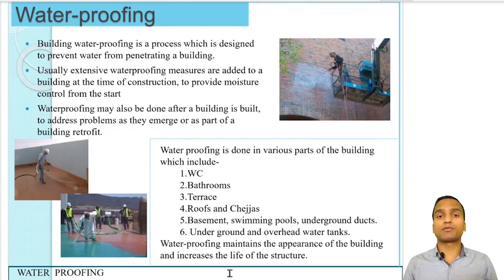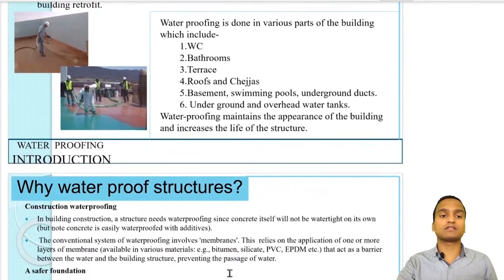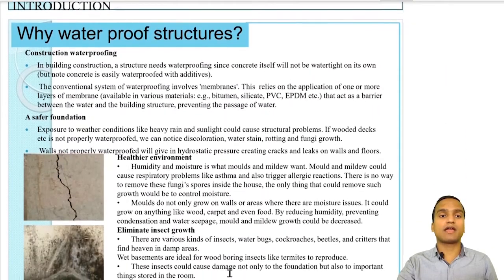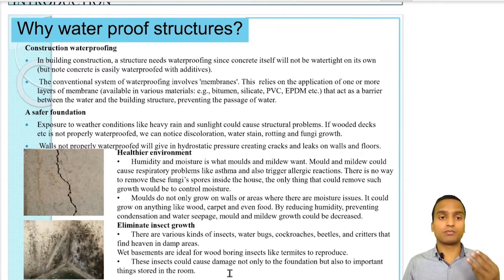Now, how does waterproofing help in improving the lifespan of a structure? This is explained in the next slide, and in this we have discussed 4 points. First one is construction waterproofing, then safer foundation, healthier environment, and eliminating insect or rodent growths. All these 4 points will help us in understanding how waterproofing exactly increases the lifespan of a structure, and that's why we go for waterproofing.